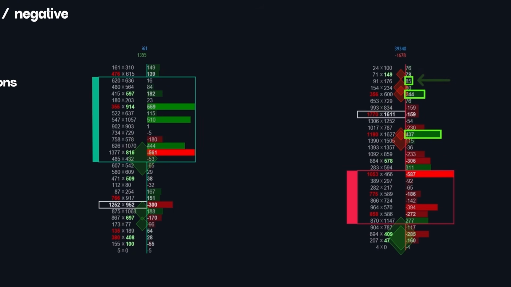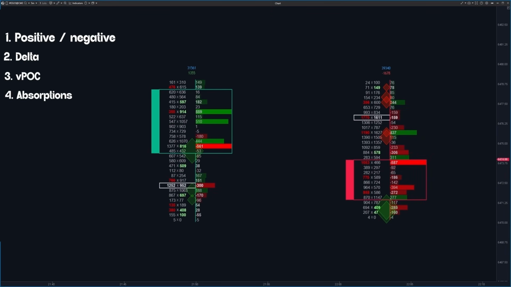For short entries, we look for positive delta values at the top, plus 85, plus 244, plus 437 and others. Here, retail traders are buying up sell limit orders, while institutional players are unloading positions. And remember, if you miss even one of the 4 conditions, the trade is canceled. No debates, no exceptions.